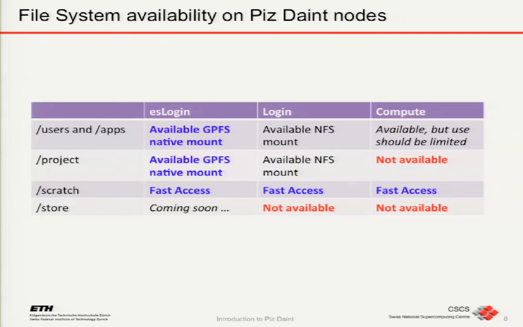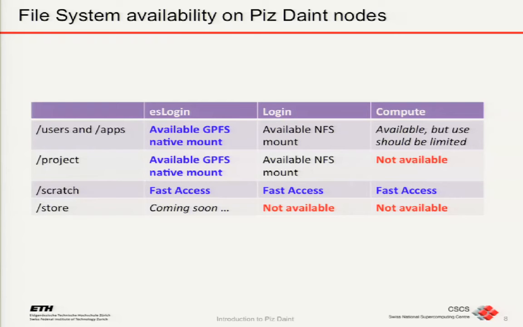File system availability is the next thing that's of significance here. So the thing you should notice here from the ES login is that there's availability of all of these file systems that are important to our users. Store should be coming soon.